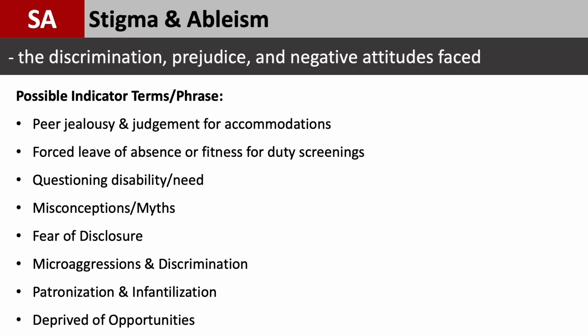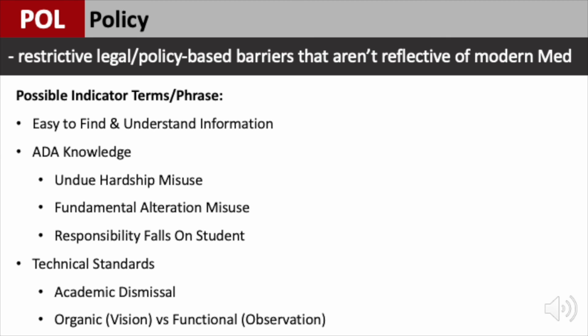So policy is basically the legal and guidance-based discrimination and barriers that usually aren't reflective of how modern medicine is practiced. Or it's just a lack of knowledge of how policy and laws work. One of the biggest barriers is just, can you even understand the documentation that's in front of you, whether it be your student handbook or the technical standards that you have to sign.